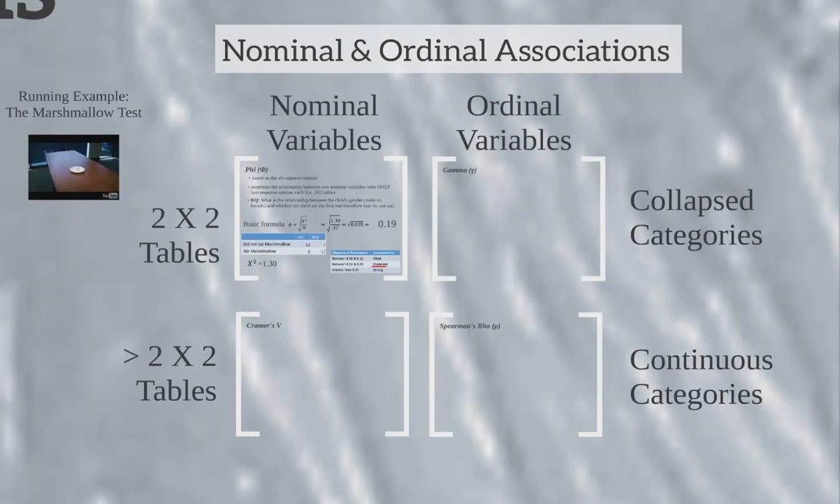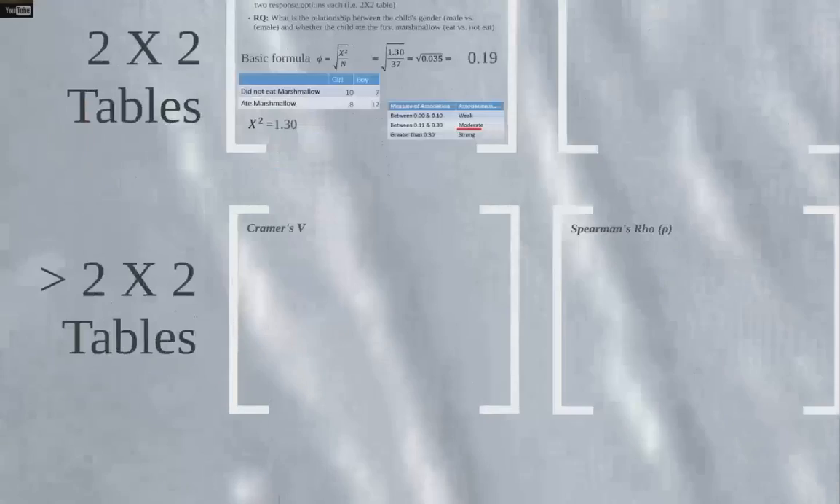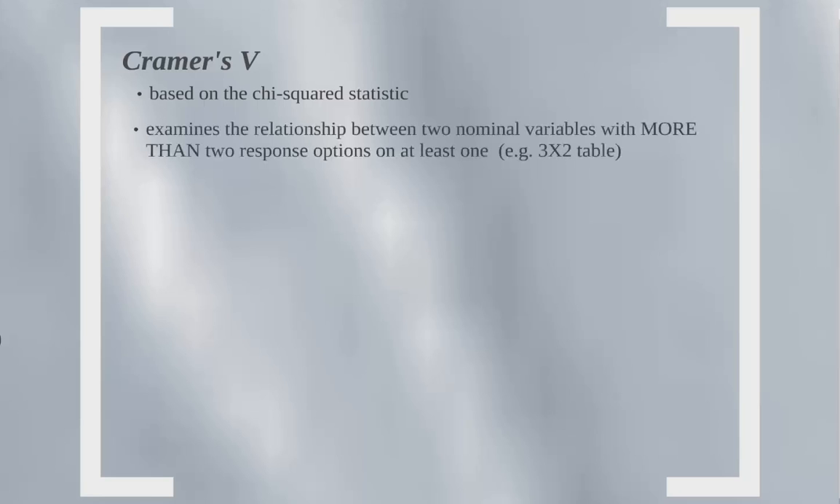Now let's take a look at when we have a situation where we have a nominal variable with a larger than 2x2 table. In that case, we would use Cramer's V. Cramer's V, just like the phi, is based on the chi-squared statistic. In this case, it examines the relationship between two nominal variables with more than two response options on at least one of those variables. For an example, a 3x2 table would be one variable has three response options, the other variable has two response options, and you'll see what I mean.